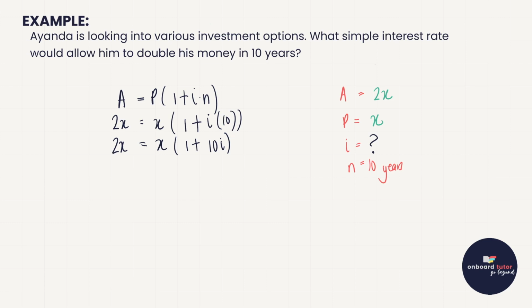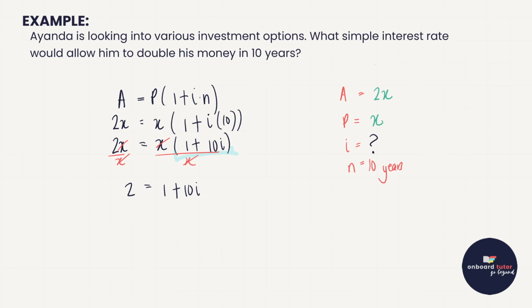And now what we want to do is try and get this bracket on its own, and then we'll work towards getting I on its own so we can solve it. Okay, so the first thing we want to do is divide by x. What I do to the one side, I do to the other side. So those will go away. Those will also go away. So we have 2 is equal to 1 plus 10i.